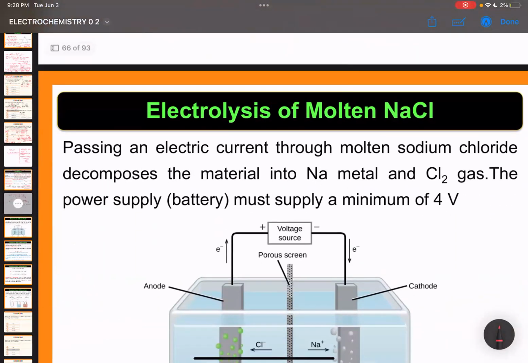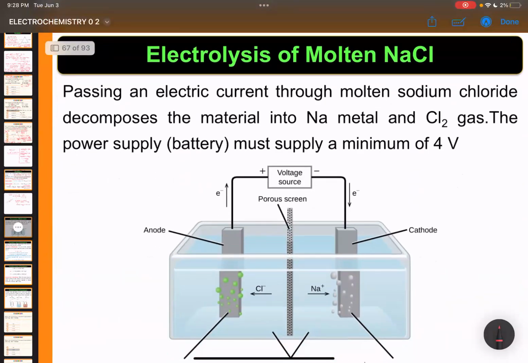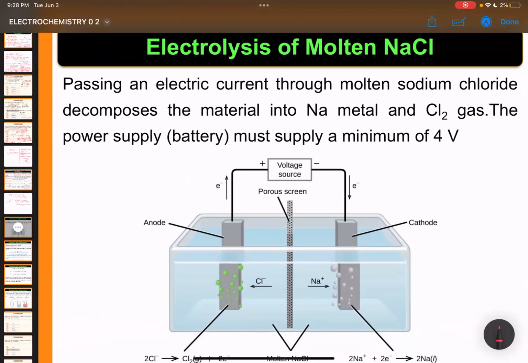Non-spontaneous reactions. Look how this has happened. So passing of electric current through the molten, and this is molten NaCl, you put anode, cathode. Okay. The voltage you are applying is more than 4 volts. Is it clear? Then only it will happen. So this is positive. The sign is opposite. At anode, oxidation is happening.